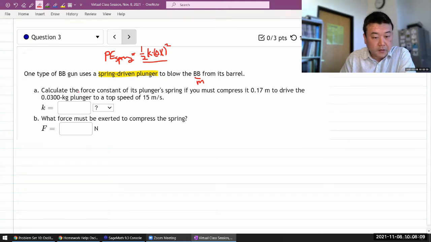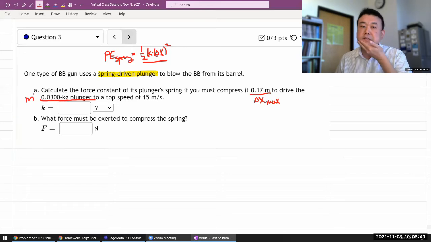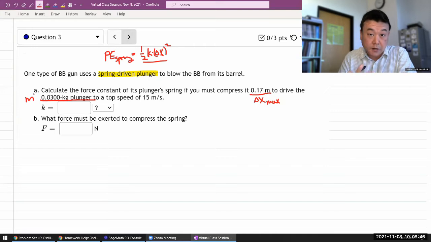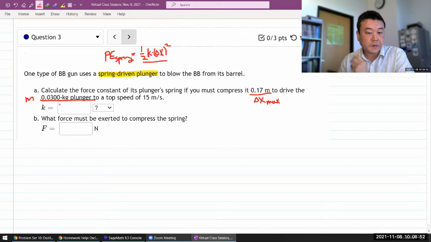It asks, calculate the force constant of its plunger spring if you must compress it to some delta x max to drive the plunger. That's interesting. We are not really looking at the mass of the BB; we are looking at the mass of the plunger. That might make sense. I guess in a problem of this type, rather than the plastic BB ball, it might be the plunger that has more mass, so you'd use the mass of the plunger to figure it all out.